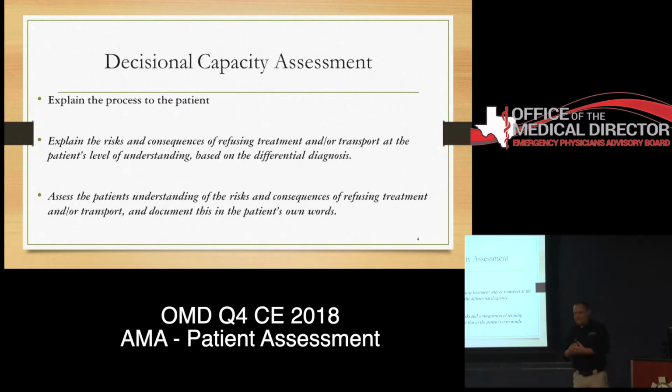And people always ask, well, I explain these risks, and then they go on a 5-minute discussion about whatever. So you obviously don't have to document word for word the 5-minute discussion, but you do need to quote specific statements that demonstrate that they understand the risks you described to them. And that is the decisional capacity assessment.